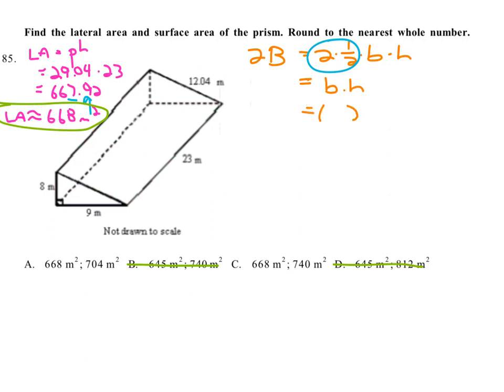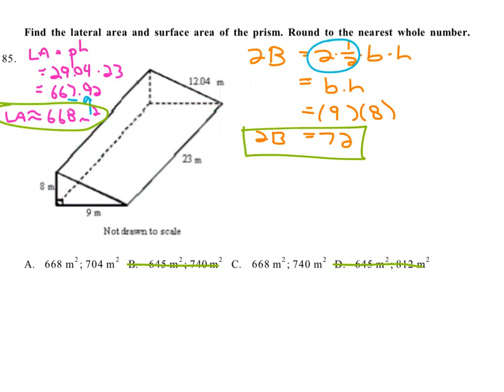So what are those values? What is the base? Base is 9. What is the height? It's the height of the triangle, this height, not this height. This is the height of the prism. This is the height of the triangle. So you always need to keep clear which height you're talking about. So we're doing 8, and 9 times 8 is 72. The two bases together equal 72.